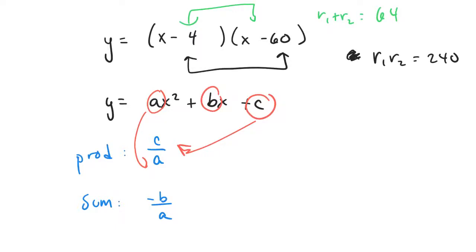Well, you know what? If you use standard form with the A, B, and C that you determined, and you calculate this using C over A, do you get 240? That's the question. When you use negative B over A, do you get 64? That's the question. So all I wanted you to do was to prove it, and you should have. If your data was correct, you should have gotten something close.